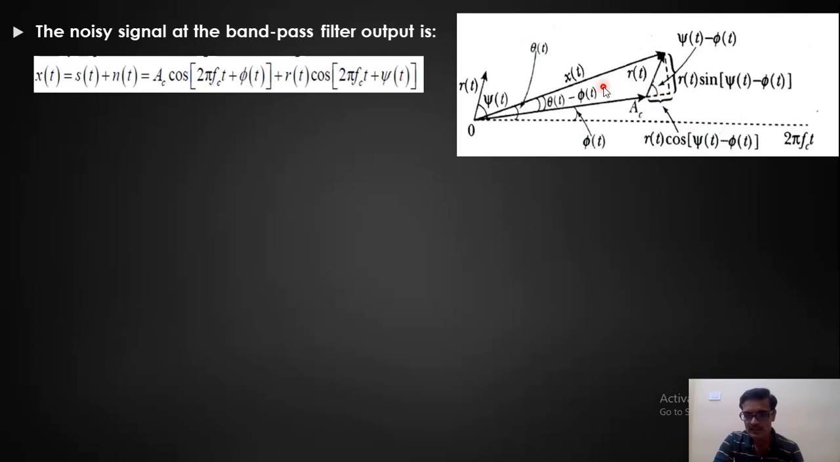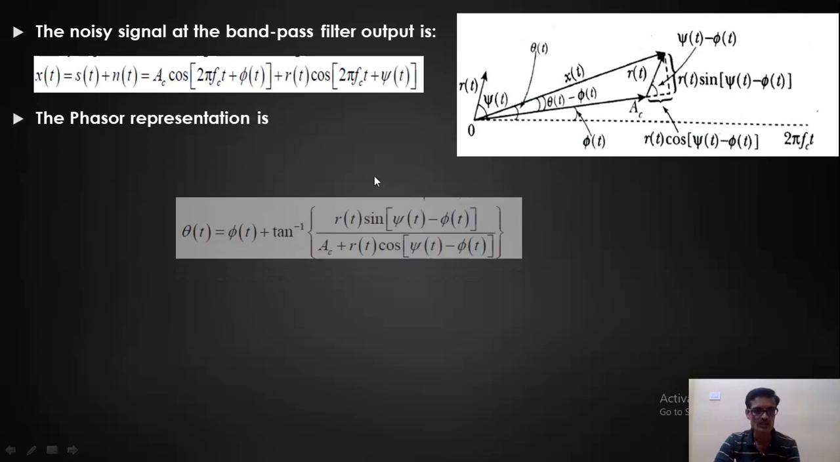Okay, you can verify that psi of t minus phi of t is nothing but this angle, right? So I can extend this as R of t cos of psi of t minus phi of t. And this is nothing but the vertical line, which is in quadrature phase. So I have this as R of t sine of psi of t minus phi of t. Now, using this phasor diagram, let us write a few equations.